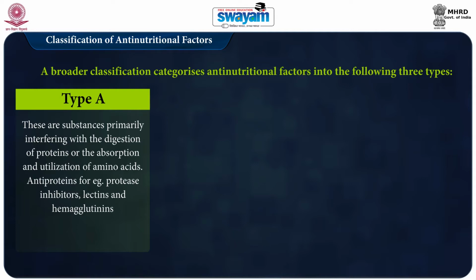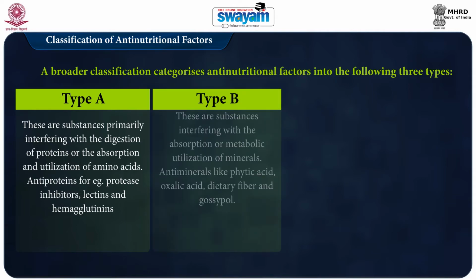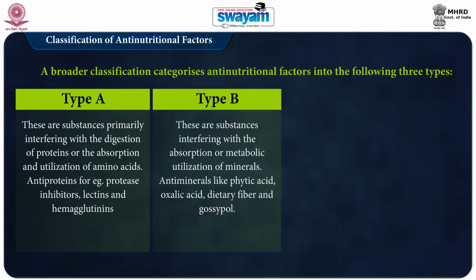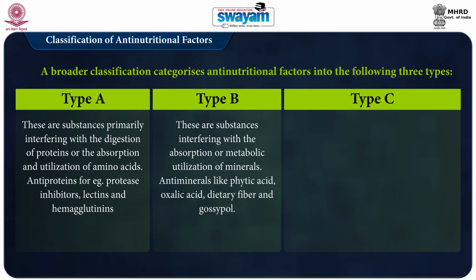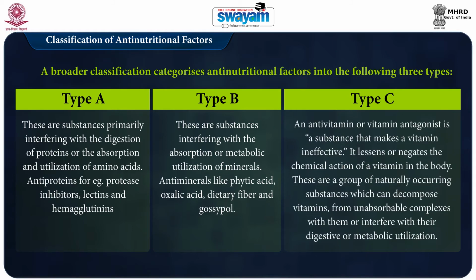Anti-proteins, for example, are protease inhibitors, lectins and hemagglutinins. Now type B: these are substances interfering with the absorption or metabolic utilization of minerals. Anti-minerals include phytic acid, oxalic acid, dietary fiber and gossypol. The type C anti-nutritional factor, an antivitamin or vitamin antagonist, is a substance that makes a vitamin ineffective.